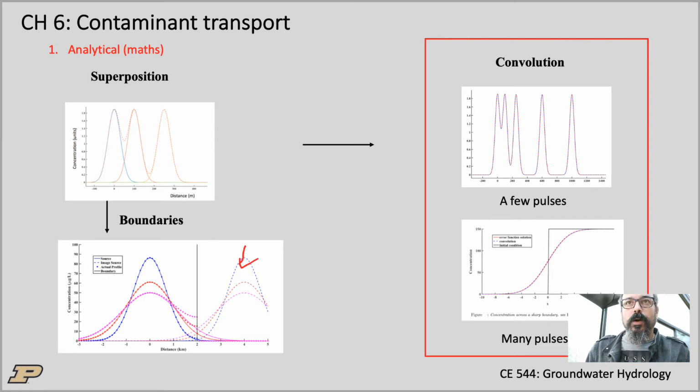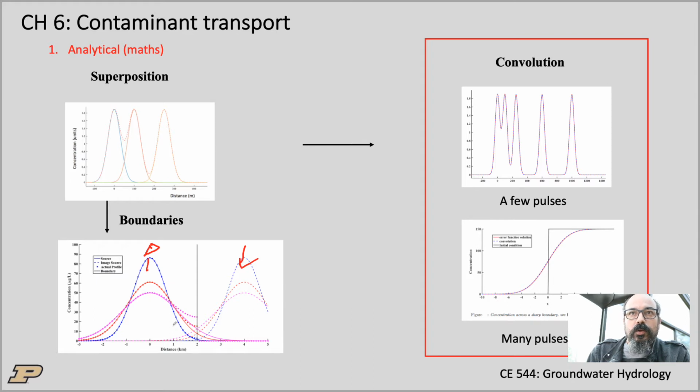But anyway, away from that boundary, this is our original contamination. This is where the original pulse is, and there is a boundary. So now we put an equivalent pulse, the same distance on the other side of the boundary, just like we did with a pumping well, on the other side of the boundary.